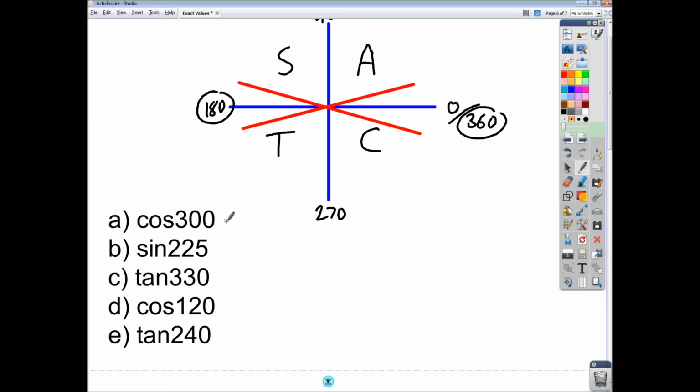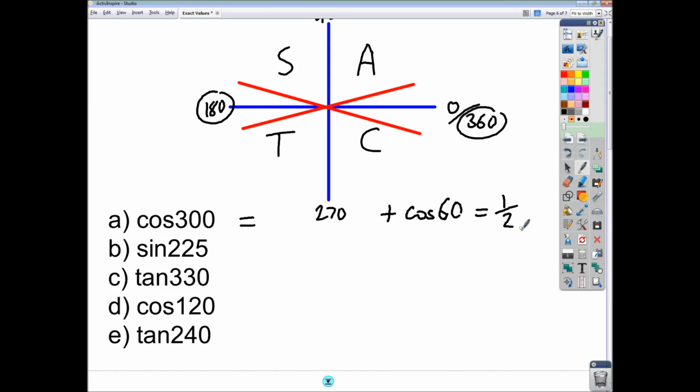So cos 300 is obviously, well, 300 is 60 degrees away from 360. Now, for 300, we are in this quadrant, okay? So we know our answer is going to be positive, okay? So I know that my answer to this question is going to be positive. It's going to be the same as cos 60, okay? Now, cos 60, if you recall, was a half. So we just say that it is 1 over 2. Okay, positive 1 over 2.